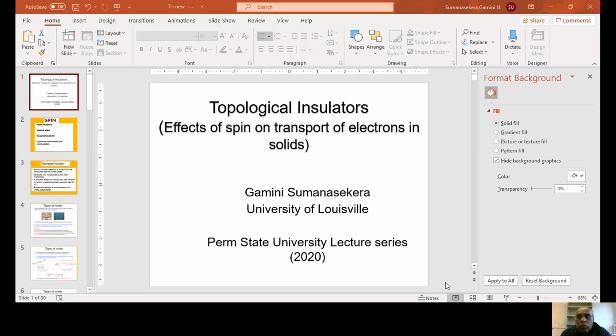Today I'm going to start talking about topological insulators. Since we have already discussed graphene in terms of these Dirac fermions, it is natural for us to extend that discussion to this newly discovered phase of topological insulators. So let me get started here.